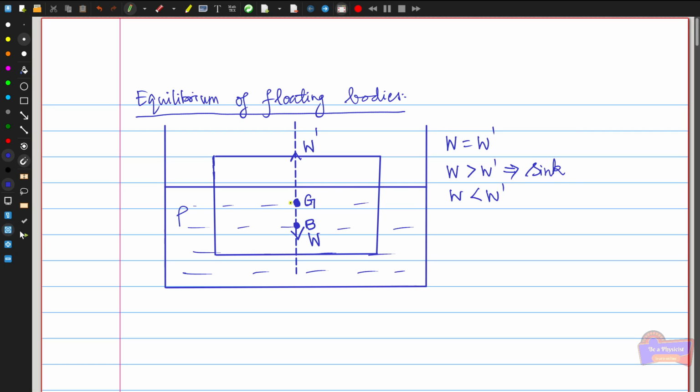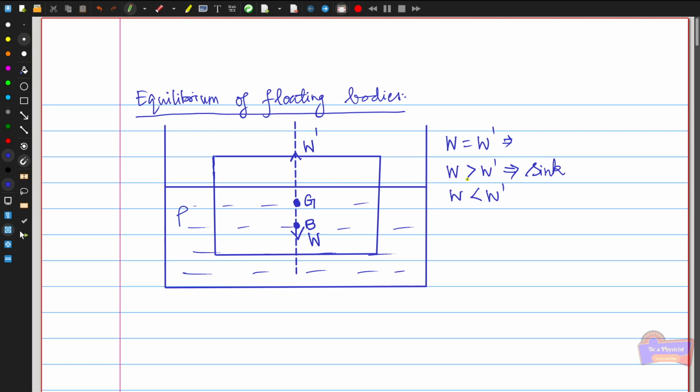further down, displacing more and more liquid and thereby increasing the upthrust until the two forces equal each other. Once that is reached, the object remains in the same position when W is equal to W prime. So that point is called the equilibrium point. If W is equal to W prime, the two forces on the object are equal and opposite to each other, so they neutralize each other, and the body remains floating in the liquid at the same position.